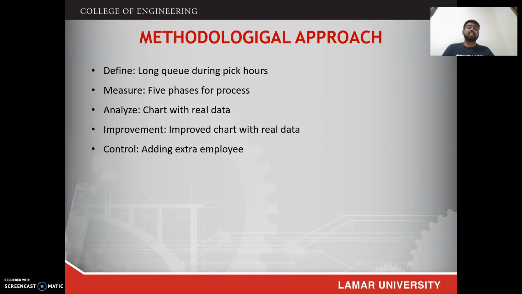In the measure phase, there are five phases of the process. The first phase is collecting the order. The second phase is bread selection. The third phase is toasting. The fourth phase is selecting veggies or meat, and the fifth phase is the cashier, where you have to pay the payment.